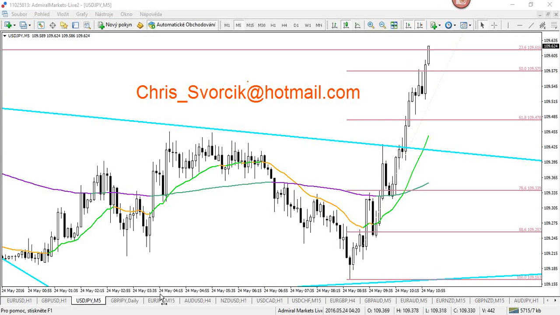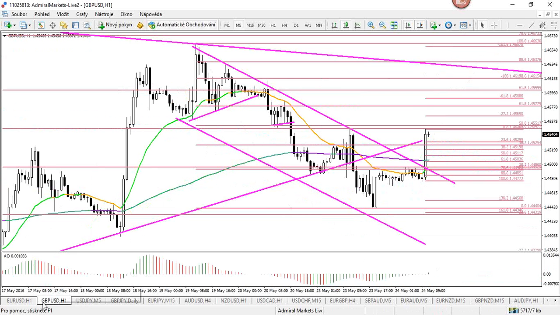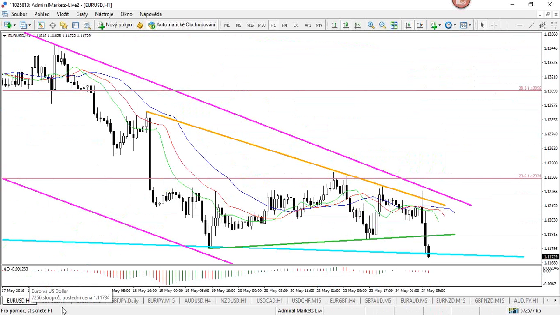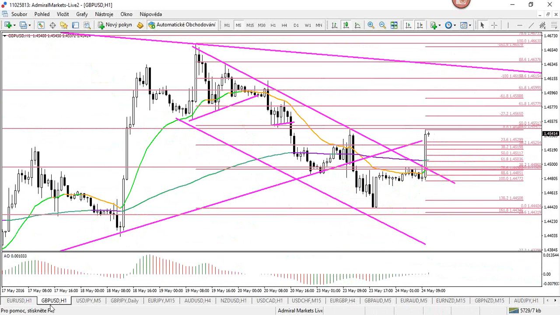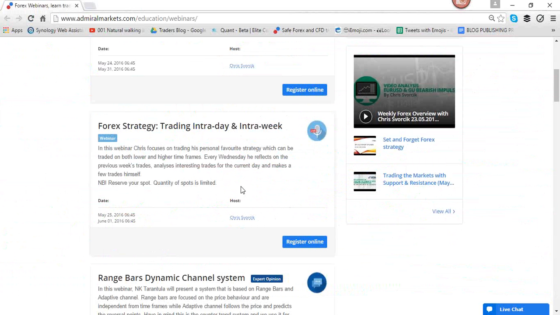Oh, we're getting really pushed through here. Eurodollar continuing. Dollar yen pound is stopping there a bit. Well, yeah, we'll see how those patterns work out. And we can talk about that quickly tomorrow as well.